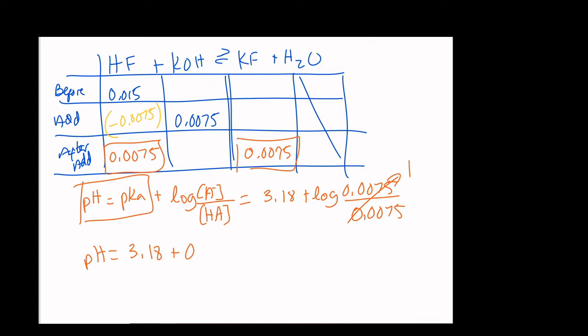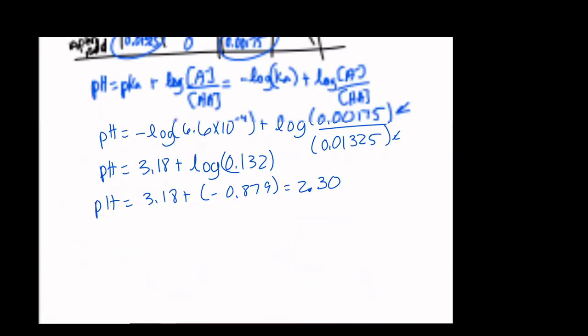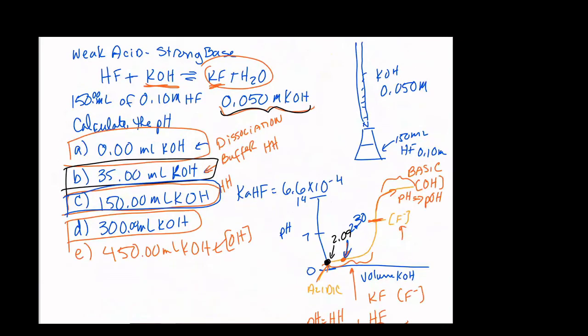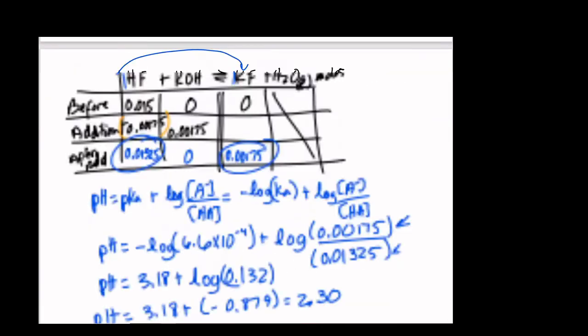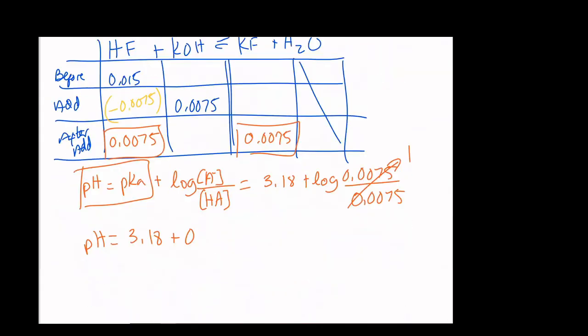And this is called the half equivalence point. Okay, so our half equivalence point, and you could actually calculate your half equivalence point. It would be half the volume that it would take to get to the equivalence point. So our pH there is 3.18 at the half equivalence point. That's the half of the volume of our base that it takes to get to the equivalence point. All right, so next let's do D.